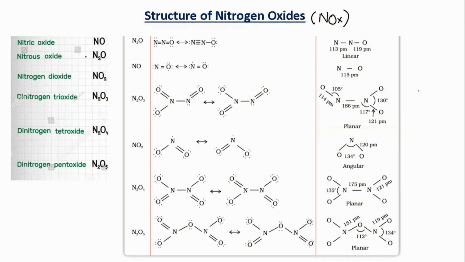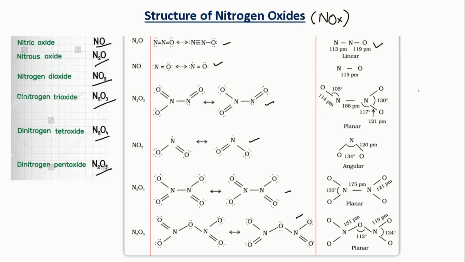Regarding the structure of the oxides of nitrogen, first we should know that there are about six types of the oxides of nitrogen. These are the main types, which include nitric oxide, nitrous oxide, nitrogen dioxide, dinitrogen trioxide, dinitrogen tetroxide, and dinitrogen pentoxide. Here I have given the resonance structures for each of these oxides. These are the types of resonance structures that are possible for these oxides, along with their shape, the geometry.